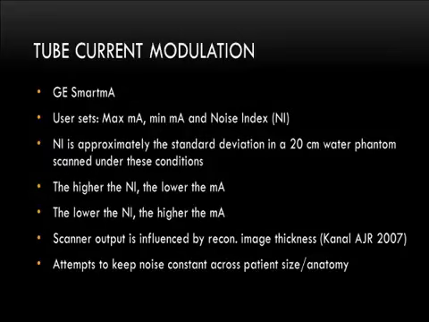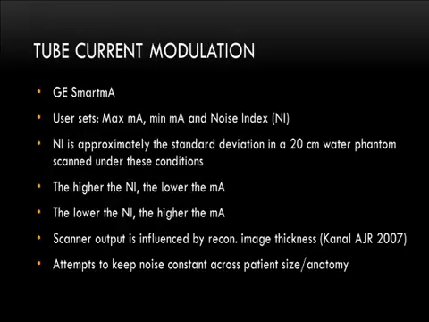In GE, they use Smart mA. There, the user sets the maximum mA, the minimum mA, and the noise index. And the noise index is approximately meant to represent the standard deviation in a 20 centimeter water phantom scanned under those conditions. So it's a reference value for you. The higher the noise index, the lower the mA. You're allowing the scan to have more noise, so you can reduce the mA. And the other way: if you lower the noise index, you'll raise the mA. That's the intention there.